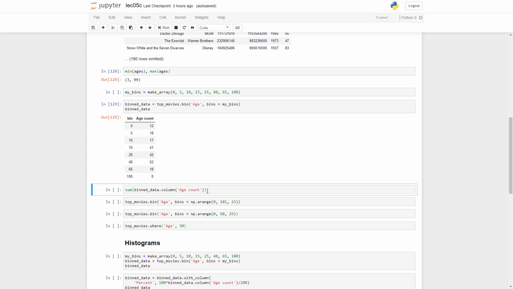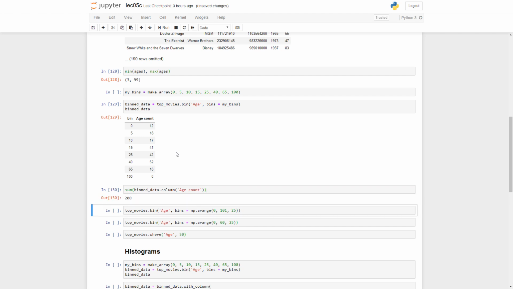Now, if I get the sum of the counts, what should it be? The sum is the number of movies, which, if you noticed, is 200. That's the number of movies, right? Because we said that the bins are mutually exclusive, there's no overlap. So the total counts over the entire bins is just the total population, which is the total number of movies. Now, here's another example of binning.